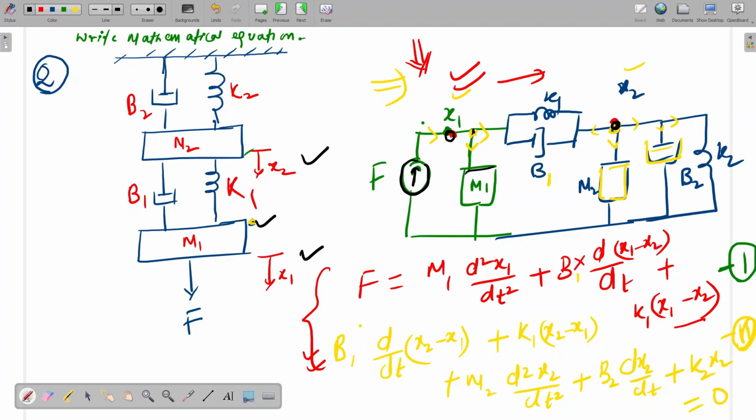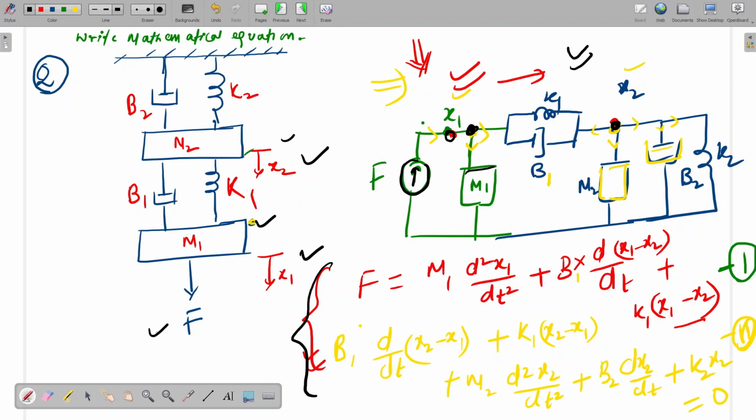Now between x1 and x2, what is connected? B1 and K1 are connected, so I have connected B1 and K1 here. Now with x2, M2 is connected, then B2 is connected, and K2 is connected. So now our circuit is completed. Now we can apply two KCL equations, one at this node and one at this node. If we solve these two, then we can know the transfer function.